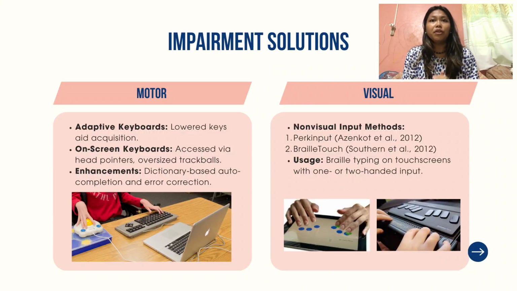For those with visual impairments, specialized non-visual text entry methods are available. For example, Perkinput and BrailleTouch allow Braille typing on smartphones, offering one-handed or two-handed input for easier navigation. These methods are particularly effective for users who rely on touch screens and can't see the keys. By using touch-based Braille input, these technologies allow visually impaired users to communicate more effectively and independently on mobile devices.